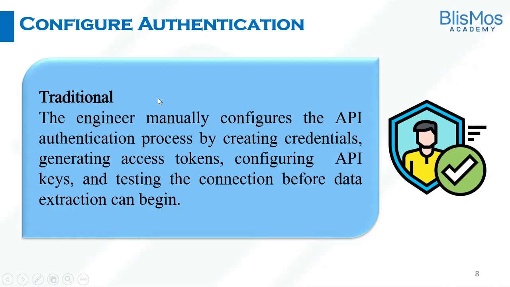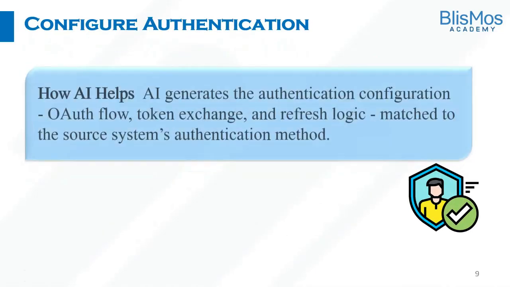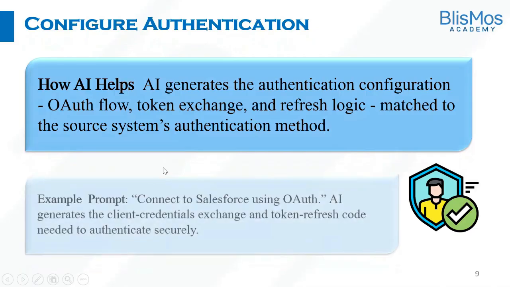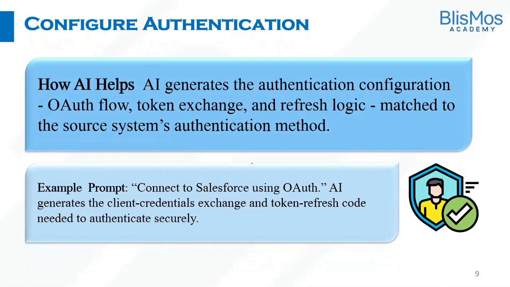So how can AI help in authentication? Very simple. AI can generate the authentication logic based on the source system. For example, if you say connect to Salesforce using OAuth, AI generates the client credentials exchange and token refresh code needed to authenticate securely. So that way, the effort of the data engineer will reduce drastically.